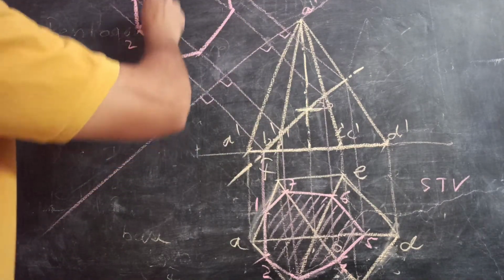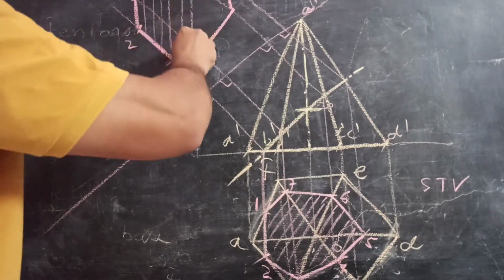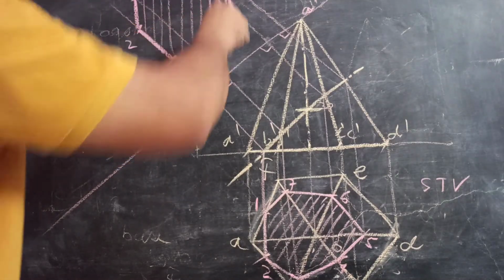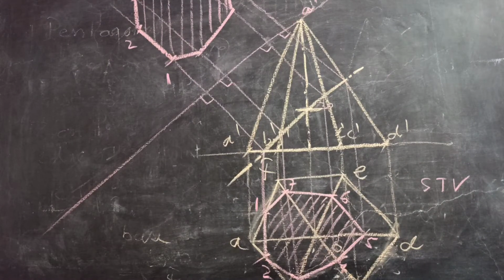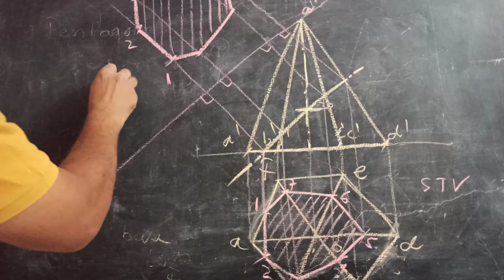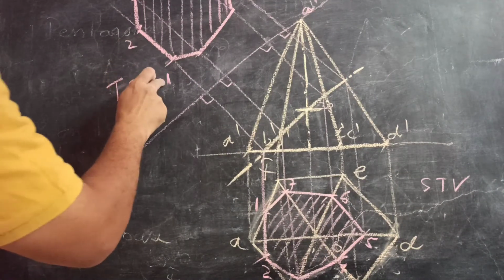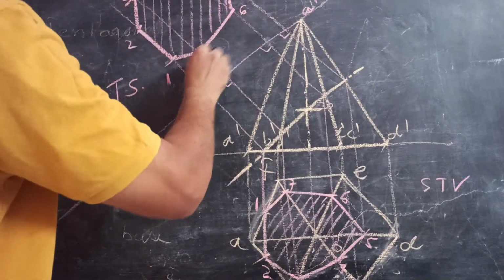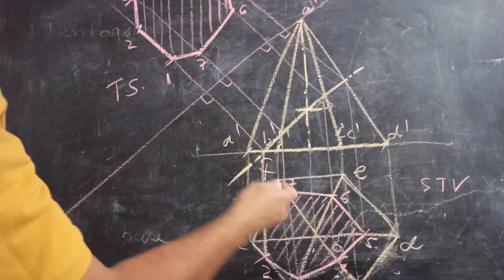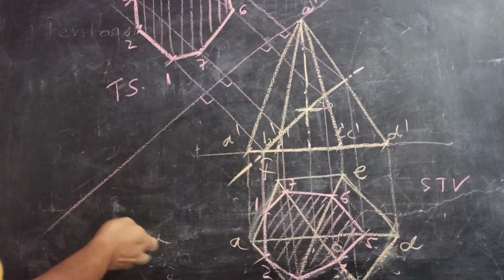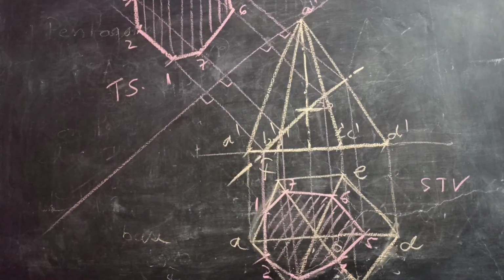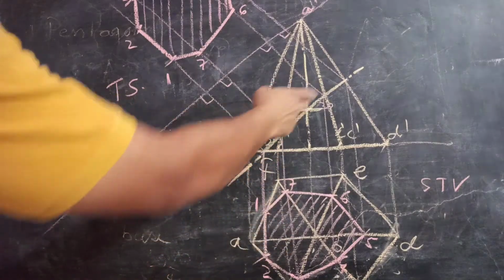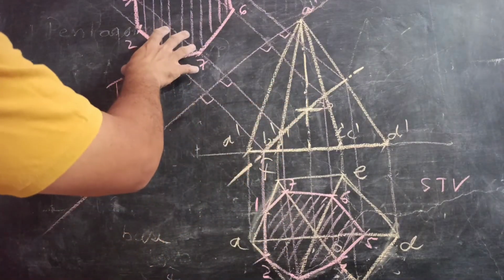You can draw these lines 45 degrees inclined to this and equally spaced. So this is the sectional true shape. This is 1, 2, 3, 4, 5, 6 and 7. All these points you can project and get the true shape of this section. This is the sectional top view, this is the front view and this is the sectional true shape.